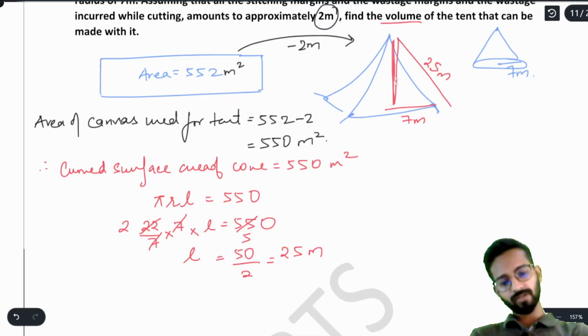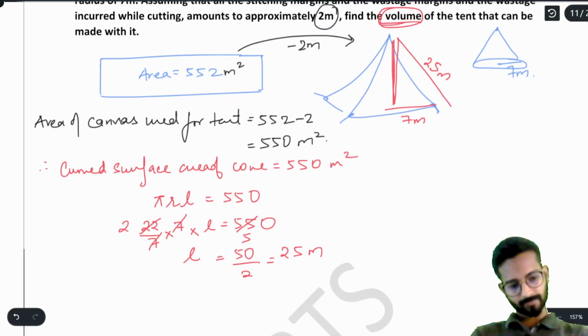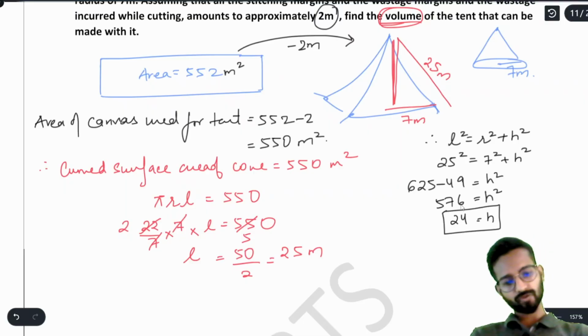But sir, why do we need the height? Because we are supposed to find out the volume of the tent. Understood? So first we will find the height. Therefore we already know L square is equal to R square plus H square. L square is 25 square is equal to 7 square plus H square. This is 625 minus 49 is equal to H square. H square will be 576, H will be 24. Simple enough. So your H is here 24 meters.